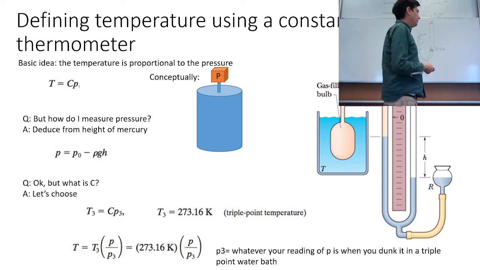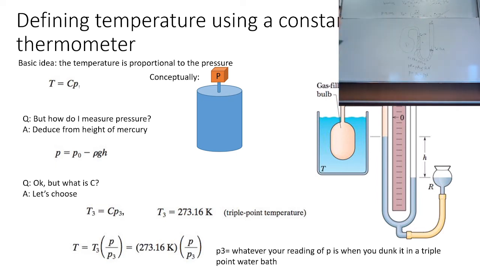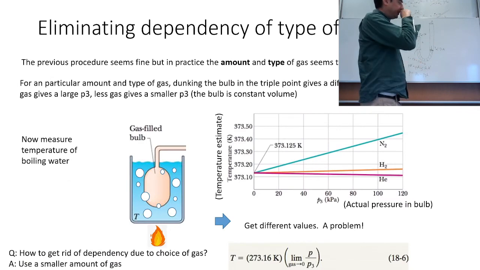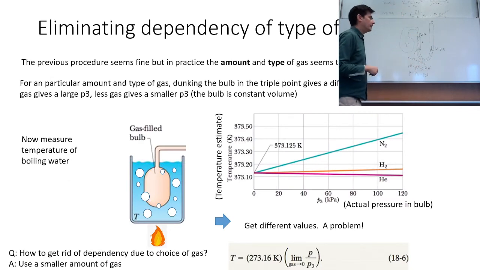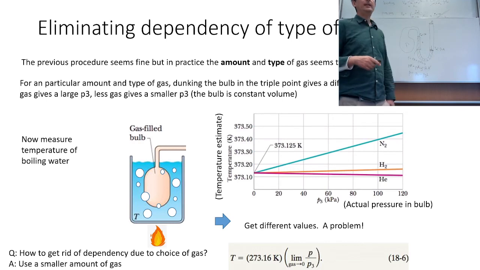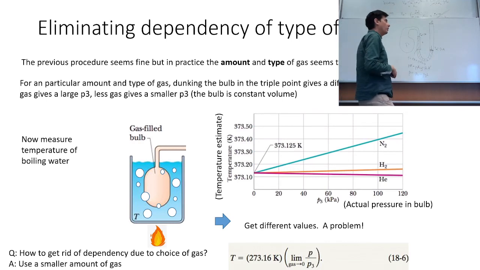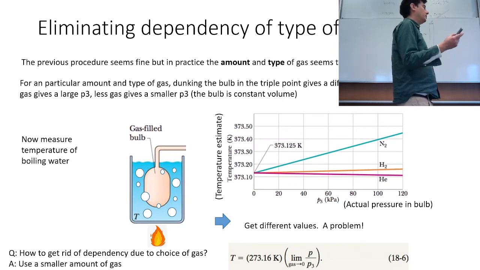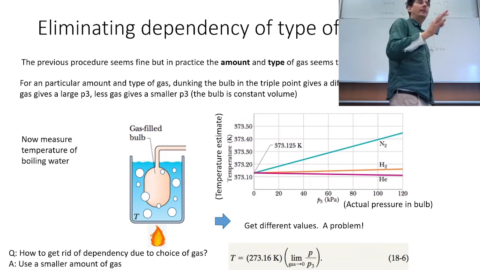Okay, so this gives us a way of making a thermometer from scratch, but there are still some more problems. If you do this, you get a reasonable thermometer, but what you'd find is that depending on the type of gas that you use and the amount of gas that you use, you will start to get different values that don't quite agree with each other.